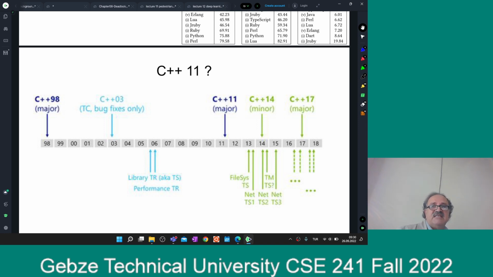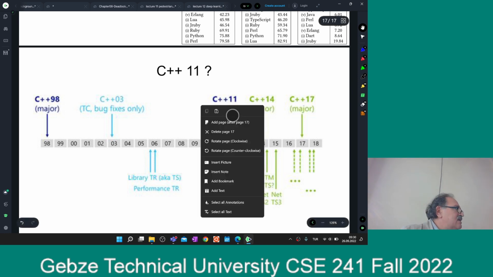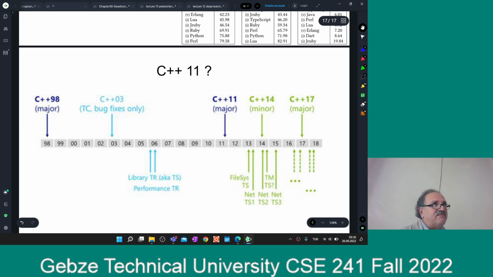So why not study C++ 17 or 20 in this course? Because those versions are about C++, not about object-oriented programming. In terms of object-oriented programming, even C++ 98 is good for us. But since C++ 11 is more popular nowadays, the book says that I am going to do C++ 11.